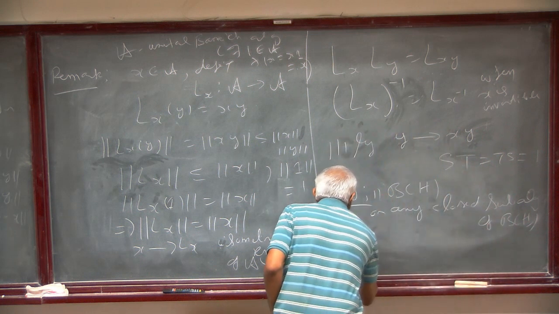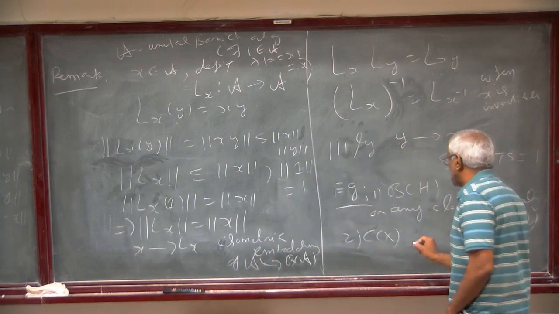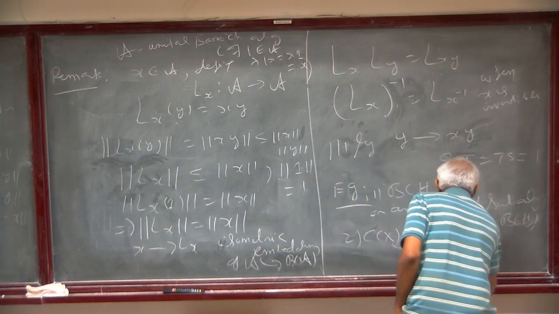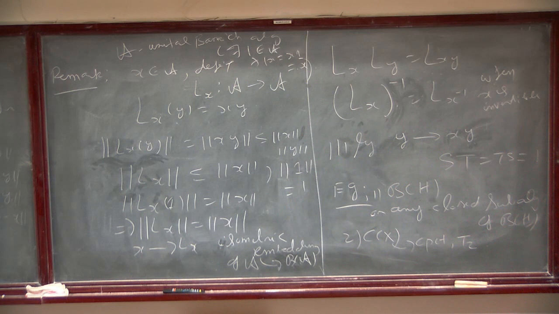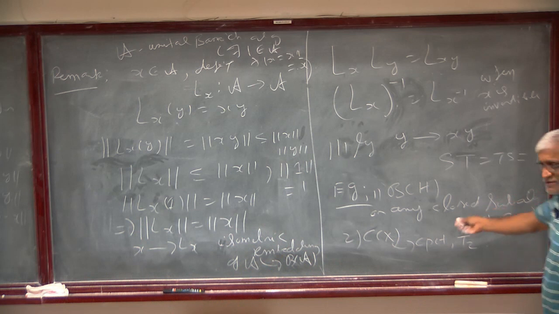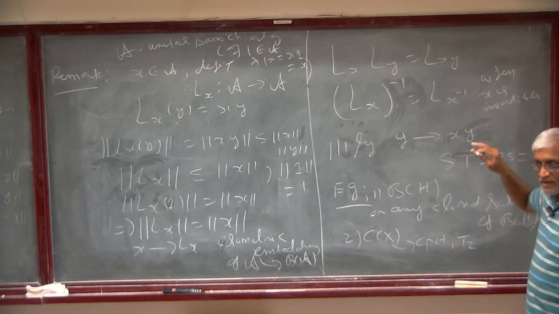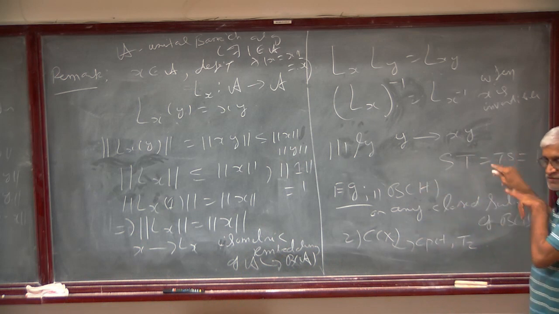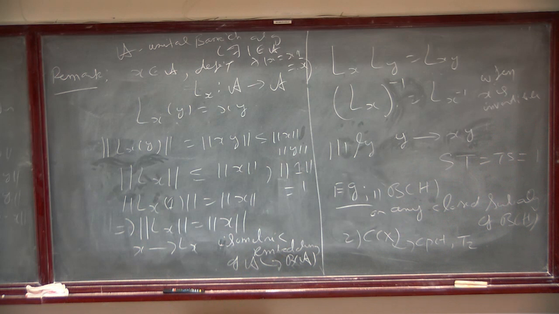Another example is C of X, continuous functions, where X is compact Hausdorff. Then C of X is a Banach algebra. It will be a C-star algebra when we define that. I don't have to verify much: the supremum of |f(x) g(x)| is less than or equal to the supremum of |f(x)| times the supremum of |g(x)|. Then this is just a number, so you take the supremum and you will get it.